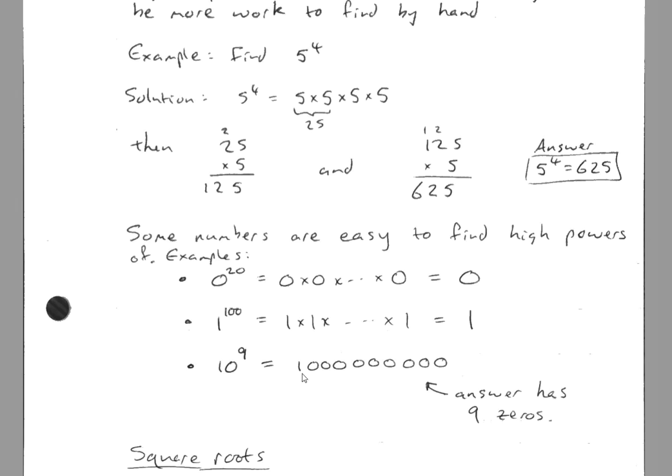How do you say this number? So it's 1,000 millions. So this is 1 billion. If it was 10 to the power 20, then it would just be a 1 followed by 20 zeros.